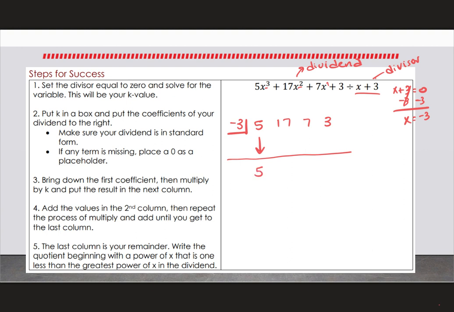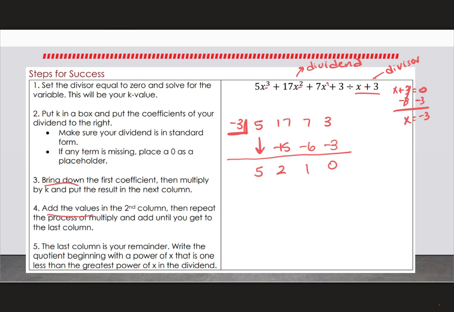And then we're going to multiply the coefficient times the number in the box. So 5 times negative 3 is negative 15. So we brought down the first coefficient, and then we're going to add the values in the column. So 17 minus 15 is 2. And so we're going to write that down. And then we're going to multiply again. So negative 3 times 2 is negative 6. 7 plus negative 6 is 1. Then we're going to multiply again. So negative 3 times 1 is negative 3. And we're going to add that.